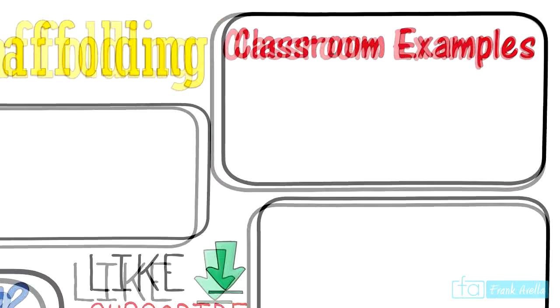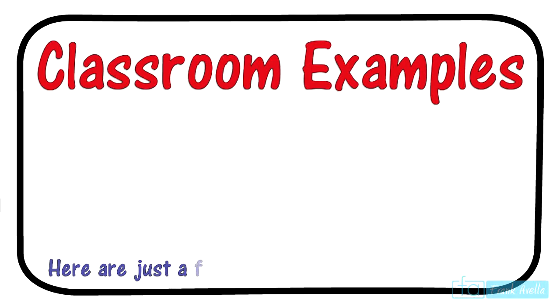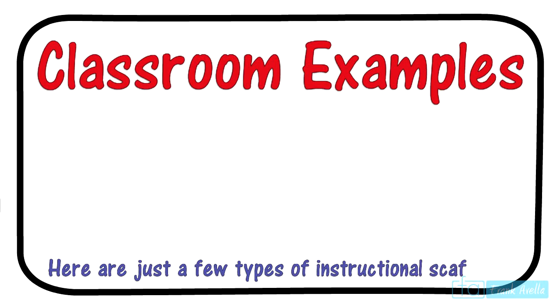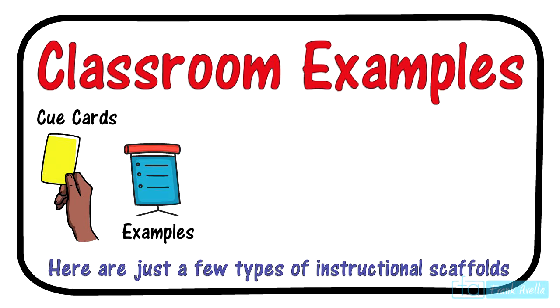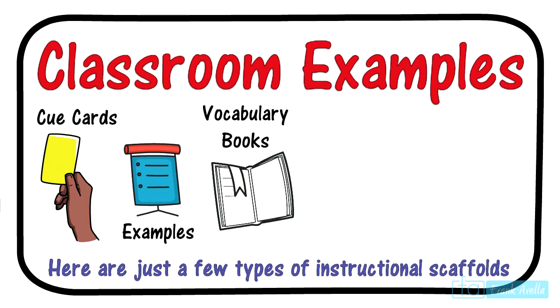Up next is the topic of classroom scaffolding. Here are just a few types of instructional scaffolds. First, a teacher can provide cue cards to the students. These cards can have visual representations, mnemonics, and other sorts of information for solving problems. Another type of instructional scaffold is to give students examples of problems. Examples can help students get over the hill when they're stuck on what to do next. Vocabulary books work very well. This will help a student understand the meaning of words in different contexts.